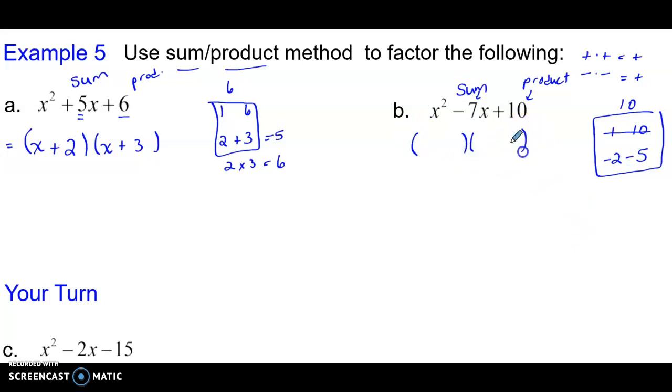When I write my factors, they'll start with x. One factor will be x subtract 2. The other factor will be x subtract 5. And if you want to check using FOIL, you can multiply that out and you'll know that your two factors are correct. I'm going to leave you now to do the your turn questions where you have to find your own sums and products now.